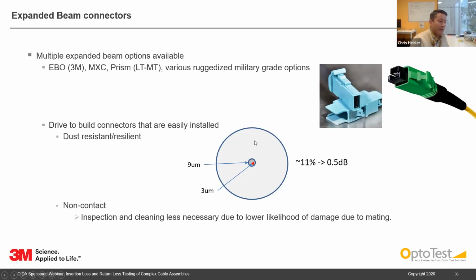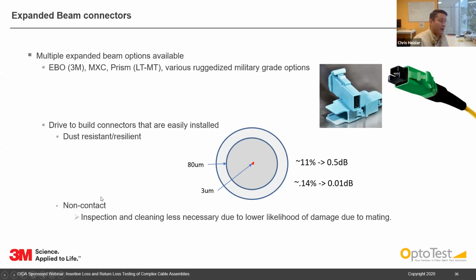Now, if we expand this 9-micron beam to an 80-micron beam, you see that this 3-micron speck of dust is a much smaller percentage-wise to this 80-micron expanded beam. So this 3-micron speck has a coverage of about 0.14%, which gives about 0.01 dB of loss. So as we expand the beam, the effect of the particle is less on the throughput of that connector.